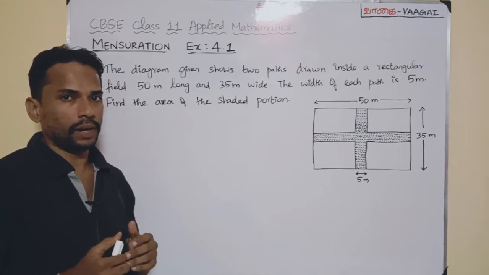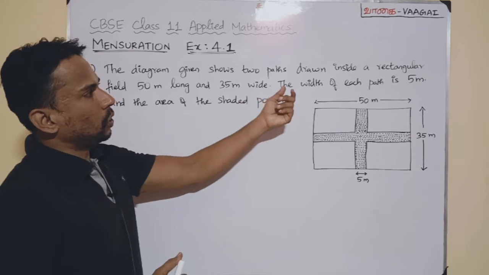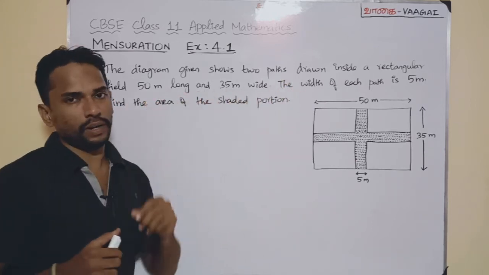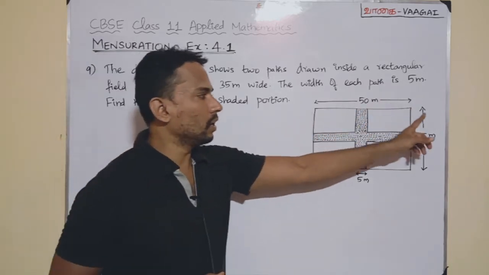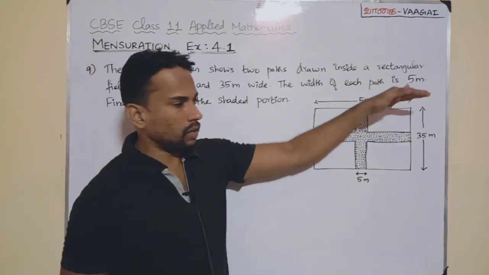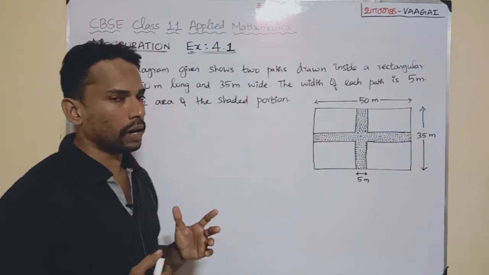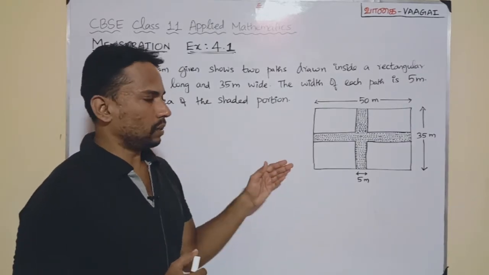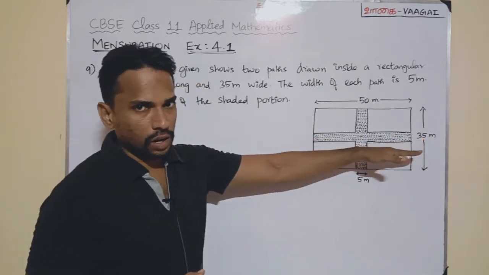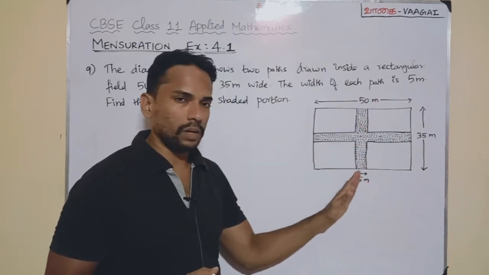Next we have question number 9. The diagram given shows two paths drawn inside a rectangular field 50 meters long and 35 meters wide. So you can see a rectangle-shaped park here, and it is given that the length is 50 meters and breadth is 35 meters. And inside this rectangular field, two paths are made. One is along the length, they made a pathway like this, and the other one is along the breadth, they made another pathway.